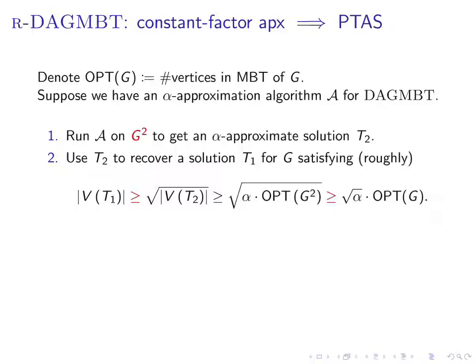By roughly applying the inequality relation shown below, we can show that the size of T1 is at least square root of alpha of the optimum. Thus, we amplify the approximation ratio from alpha to square root of alpha. So later on, the goal will be showing the leftmost and the rightmost inequality, while the middle inequality is implied just by definition.